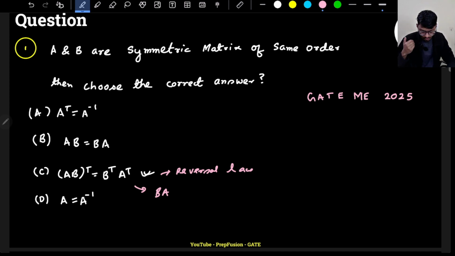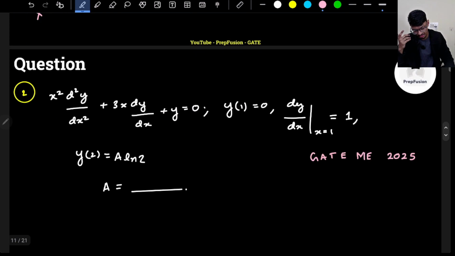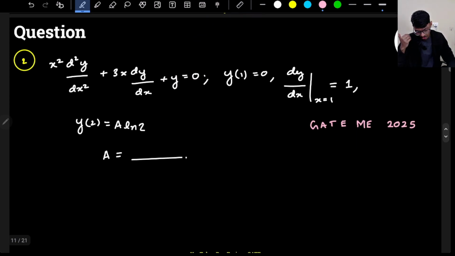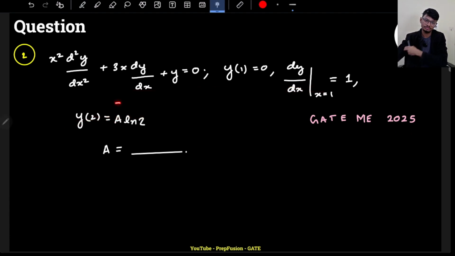Okay, let's move on to the next question. The next question is pretty simple, not that difficult. You have been given a differential equation. You have to find out the value of A, if the solution is given as such. This is a Cauchy differential equation, because this is not linear, right? The x term is getting multiplied.